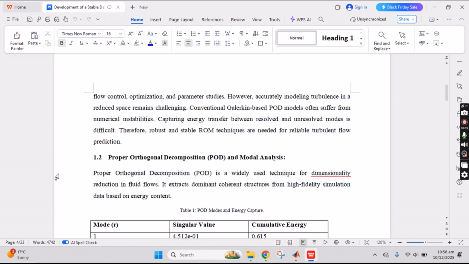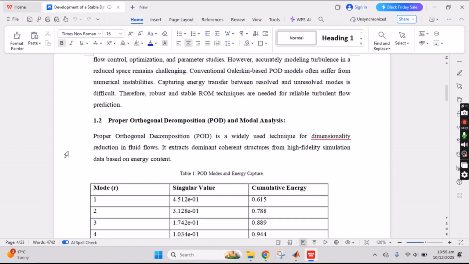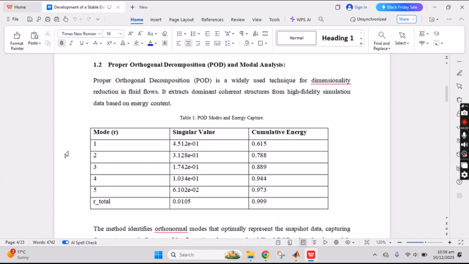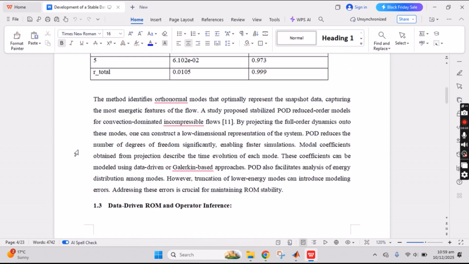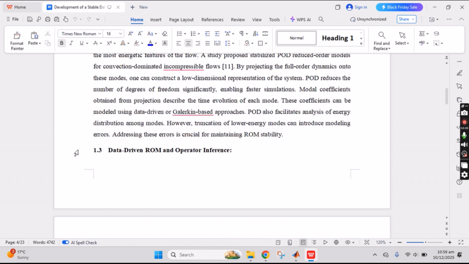So the proper orthogonal decomposition and the model analysis is about which parameters and which energy modes are used in our POD cases, a widely used technique for dimensionality reduction in fluid flows. Okay, so the next part is the data-driven ROM operator inference.